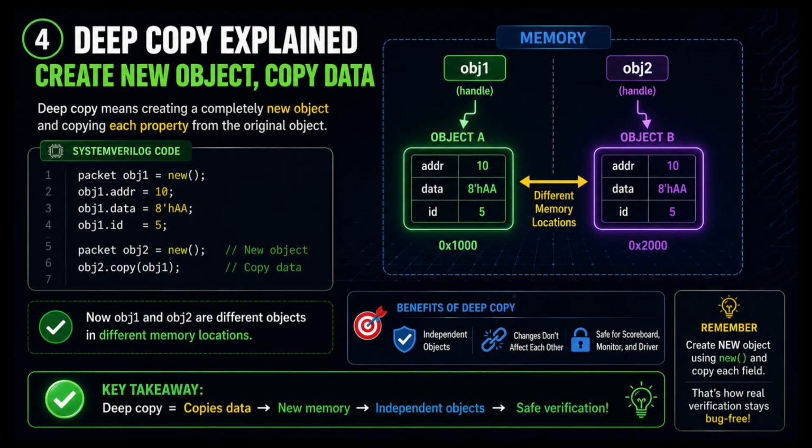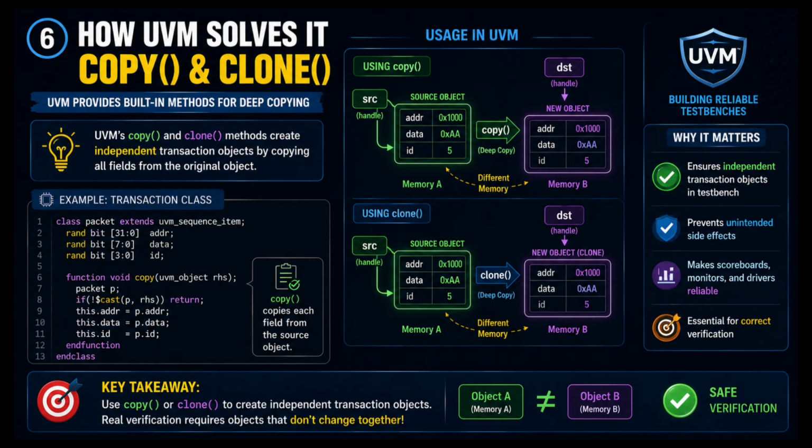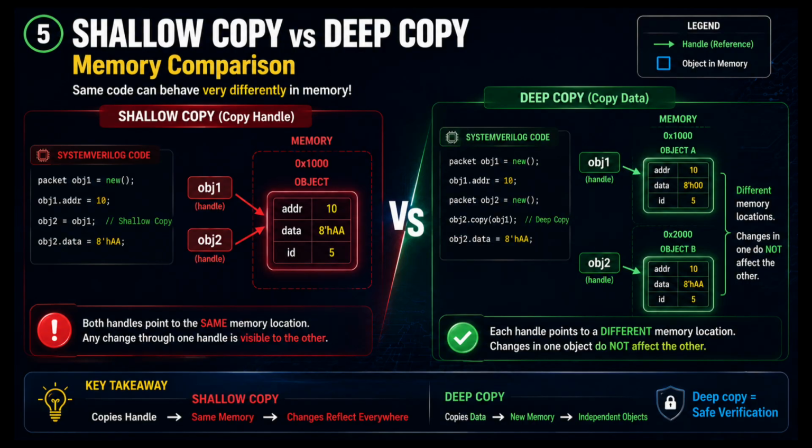That's safe copying. In UVM, this is why we use the copy or clone method, because real verification requires independent transaction objects. So remember this clearly. In shallow copy, we copy the handle and it has the same memory, but in deep copy, we copy the data and we create new memory. If two objects change together unexpectedly, you probably did a shallow copy. And in design verification, that's a silent bug waiting to explode.